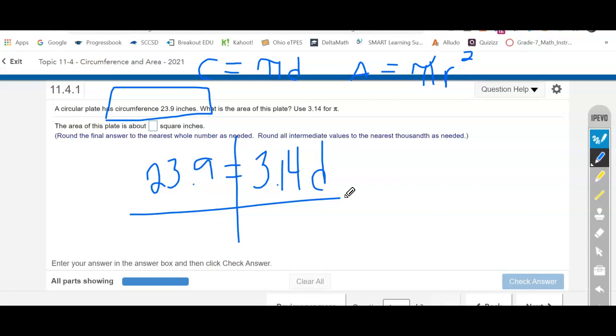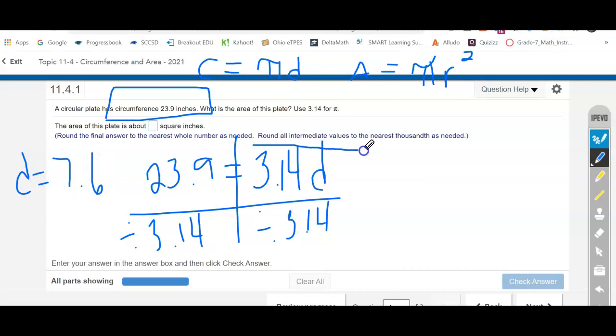So let's punch that in, 23.9. They're multiplying over on the right, so we're going to divide both sides by 3.14. Now that gives me a diameter of 7.6. Now it says round all intermediate values to the nearest thousandths. That means right here, we're not finished. The final answer, we're going to round to the nearest whole number.